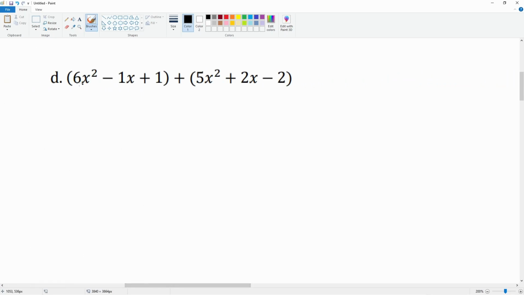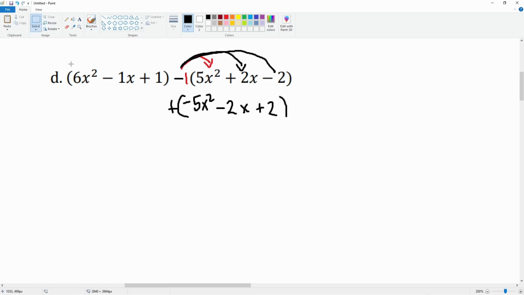And the letter D. Oh, shoot. This is supposed to be a minus, sorry. This was supposed to be a -1. All right. So distribute that -1 here. -1 times 5x squared is minus 5x squared. -1 times 2x is -2x. -1 times -2 is plus 2. Now it becomes an addition problem. Bring this down.